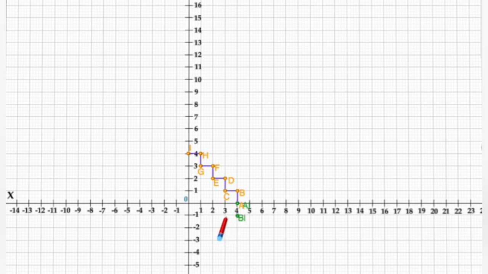So here A has coordinates (4, 0), so its mirror image A1 is (4, 0). B is (4, 1), at a perpendicular distance of 1 unit from the x-axis, so its mirror image is also at a perpendicular distance of 1 unit from the x-axis in the opposite direction, having the coordinates (4, -1). Similarly, we will be finding the mirror images of all the points and marking them in the fourth quadrant.